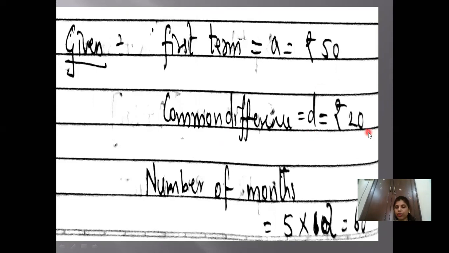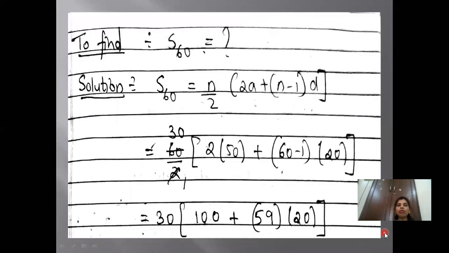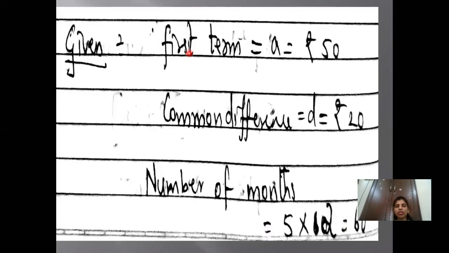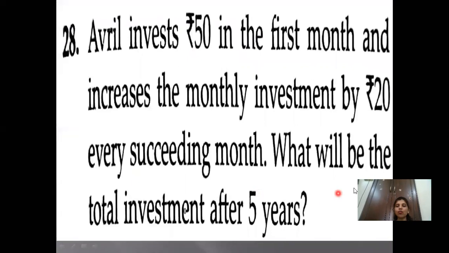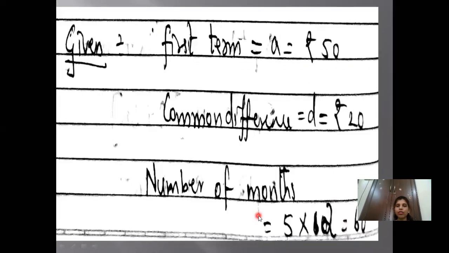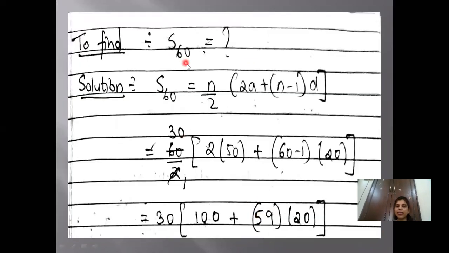Common difference D is rupees 20. Number of months, 5 into 12, that is 60 months. So here you have to write months. After that we have to find the sum of 60 terms. The reason is we have to find the total investment. So if you read the question, they have asked what will be the total investment after 5 years. So we have to find S60.